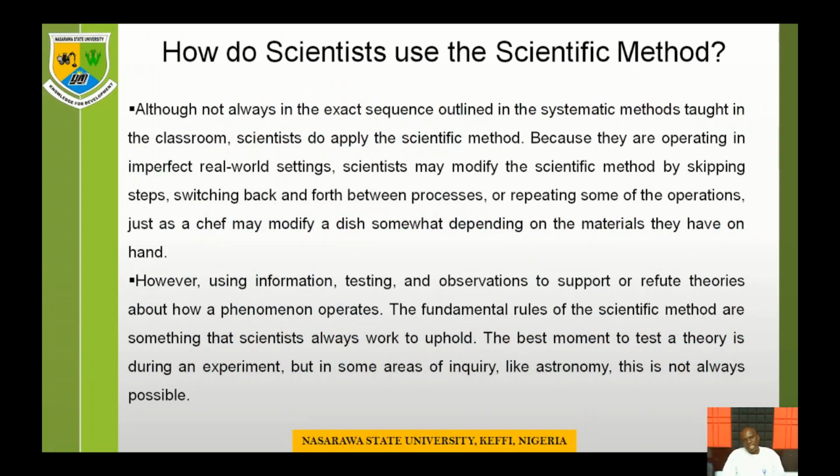Then how do scientists use the scientific method? Normally we do ask this question: are the steps outlined strictly being followed? The answer is no. The answer is no. It may be modified by skipping steps. Sometimes we switch back and forth between processes. Sometimes the operations are repeated, just as we say that a chef may modify a dish depending on the materials they have on hand.